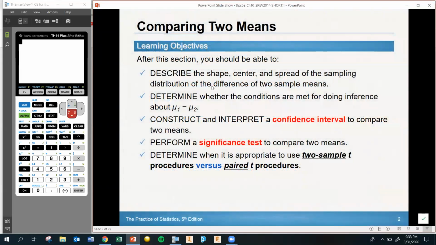In this section, one of the main things we'll be doing is checking the conditions for whether we can do inference. Inference basically means creating a confidence interval or doing a significance test. Can we meet our conditions for some type of inference about the mean of population one minus the mean of population two? If we meet those conditions, then we can create a confidence interval to compare the two means, and we can do a significance test as well to test some hypotheses about the two means.